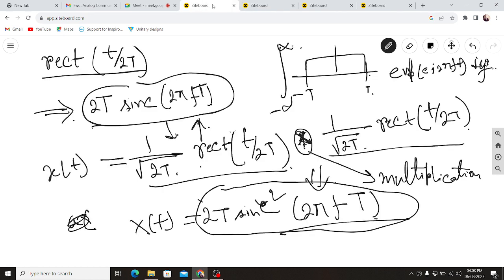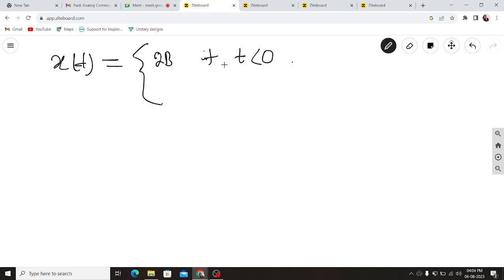Okay, let us move to the next question. The next question says, suppose we have a signal xt and this signal is defined by 2b if t is less than 0 and minus 2b if t is greater than 0.